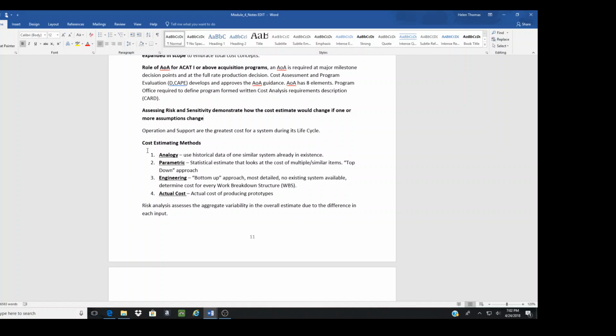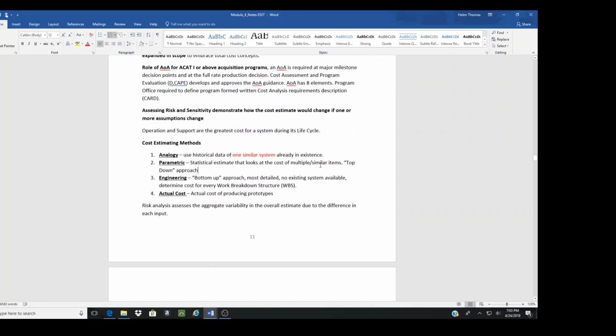If given a scenario, look for the keyword. For analogy, the keyword is historical data of one similar system. Parametric: the word metric alone tells you it has something to do with statistics. Even if you don't know, you know it's some type of statistical, top-down approach, so it's from a higher level and dwindles down to the cost. Parametric. Engineering: your engineers do the job of each particular station.